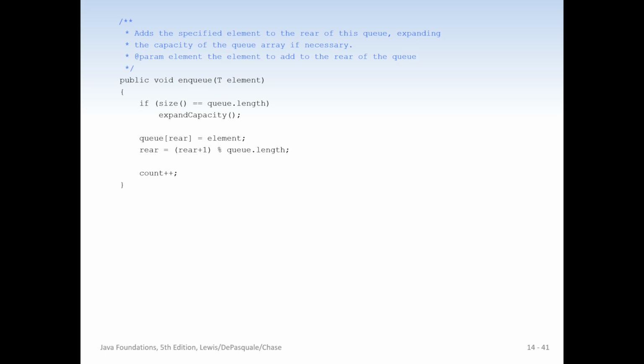Can't ever be greater than the queue length, right? Because that wouldn't work. We're only incrementing by 1 every time. So we're going to increment the count, which is the number of things that are in there. So the rear index, we're going to push forward, and then we're going to wrap it around to the beginning of the queue again if we go up past the end of the array.